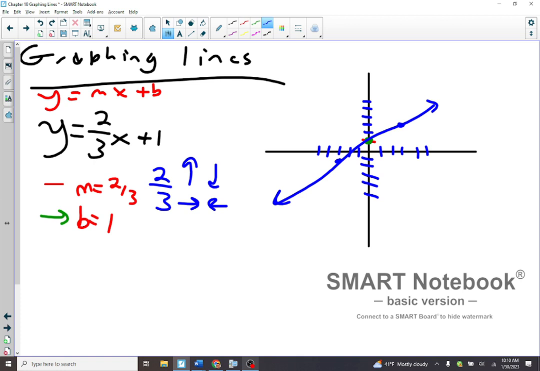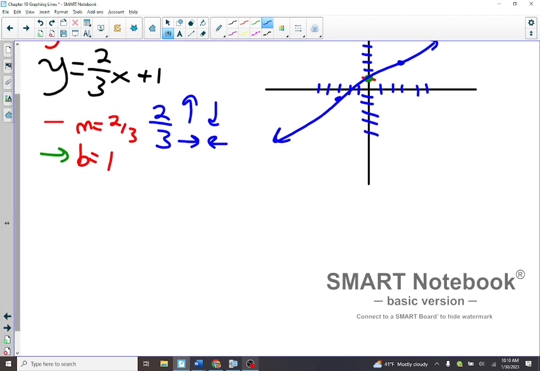Let's do another one of this. Can we do the next one by ourselves? I guess so. Y equals negative 3x plus 2. So 2 would be your B. I'm going to try this one.